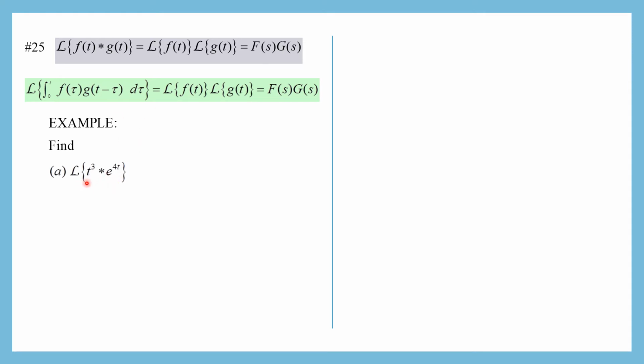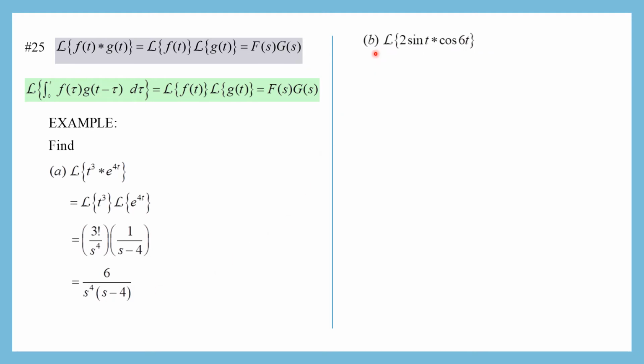Laplace transform of t cubed convolved with e to the power of 4t is the same as the Laplace transform of t cubed multiplied by the Laplace transform of e to the power of 4t. So refer to the table of Laplace transforms. Laplace transform of t cubed is given by 3 factorial divided by s to the power of 4. Laplace transform of e to the power of 4t is given by 1 over s minus 4. And that is equal to 6 divided by s to the 4th multiplied by s minus 4.